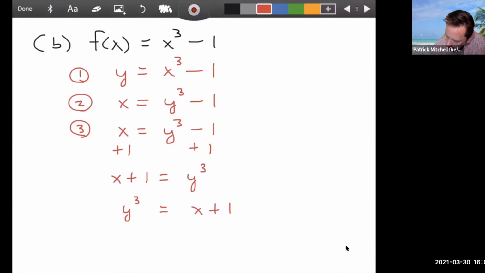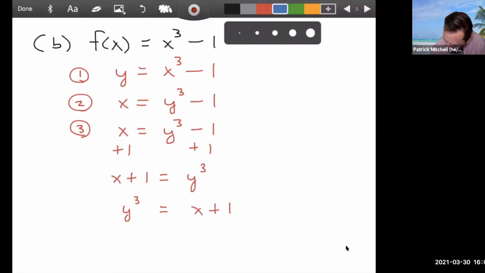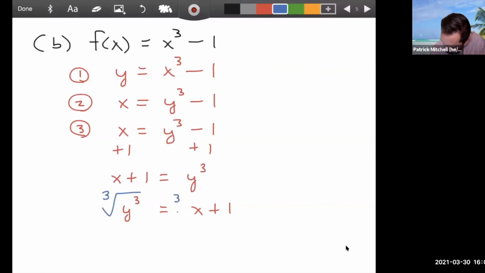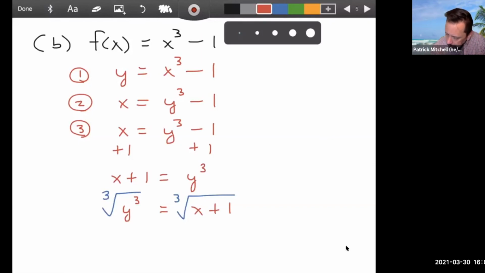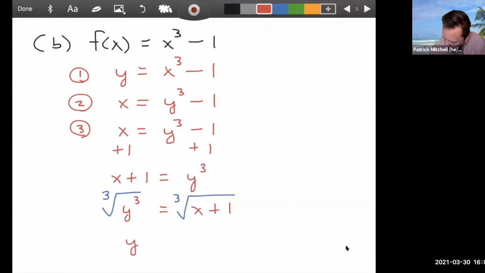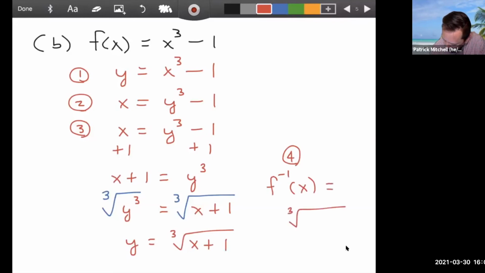All right, so why don't we switch to a different color here? We're taking the cube root of both sides. Remember, the cube root of y cubed is just y. So that gives me y equals the cube root of x plus 1. So the equation of this inverse function is f inverse of x equals the cube root of x plus 1.